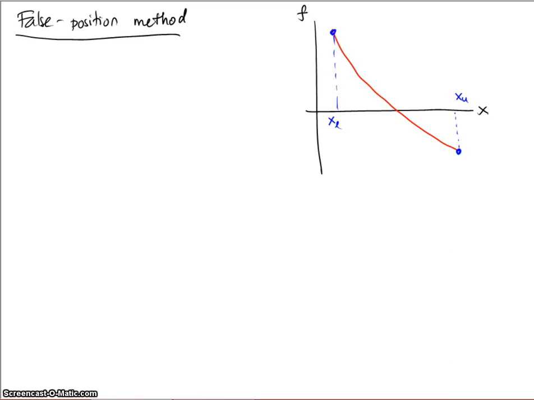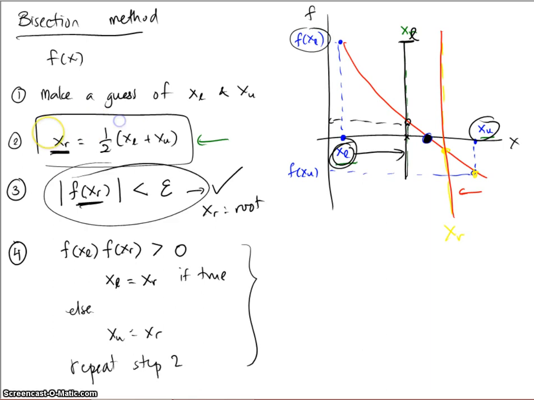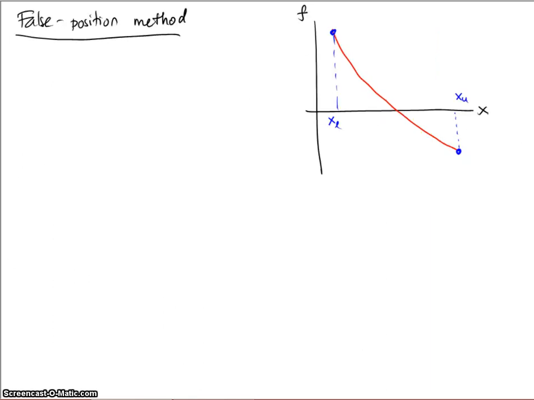We'll now look at the false position method. So the false position method, just like the bisection method, is also a bracket method. One of the limitations of the bisection method is that it can take very long iterations to get convergence, meaning that you need to repeat the steps many times until this condition here is satisfied. So one way to speed up the convergence is to use the false position method.